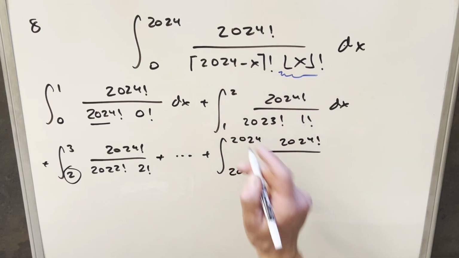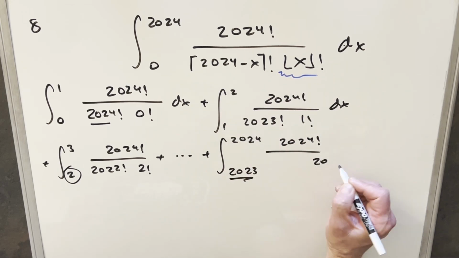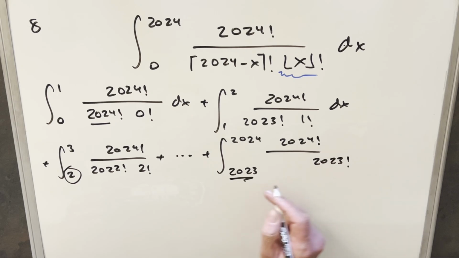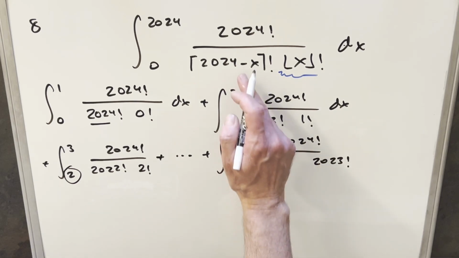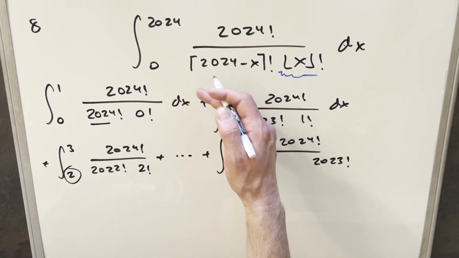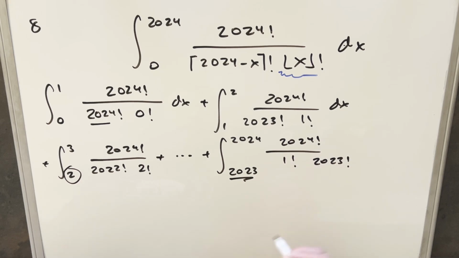So then for the floor of x, we round down to this value. So this value over here is going to be 2023 factorial. And then here for this part of 2024, this actually becomes 0. But for all other values, we're rounding up to 1 factorial.